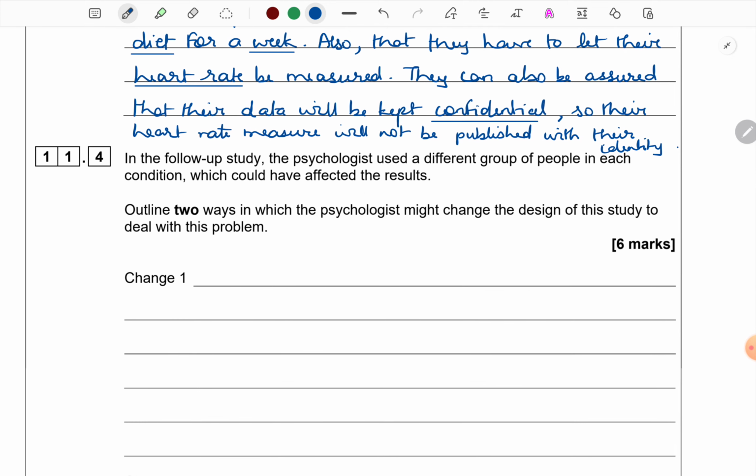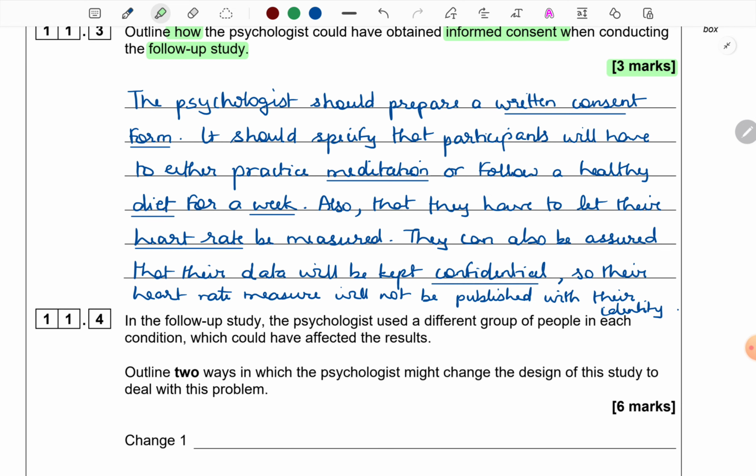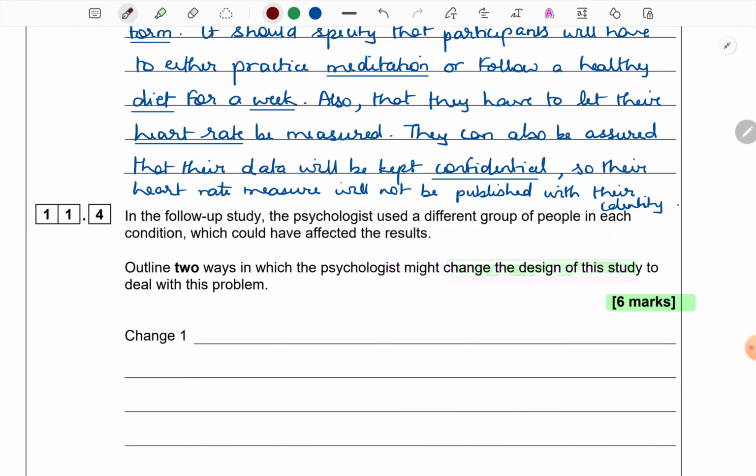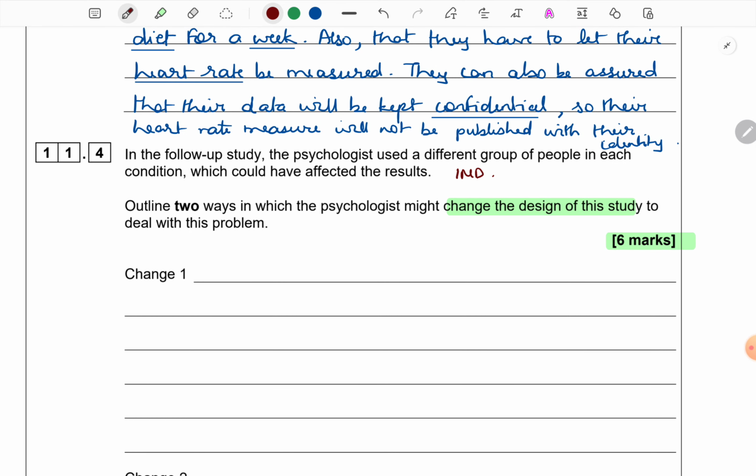The next question is, in the follow-up study, the psychologist used a different group of people in each condition which would have affected the results. Outline 2 ways in which the psychologist might change the design of the study to deal with this problem. So the psychologist has used independent groups design or independent measures design. Now that can prove to be expensive.